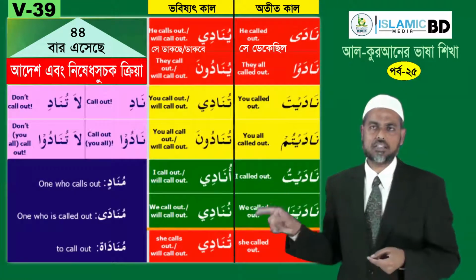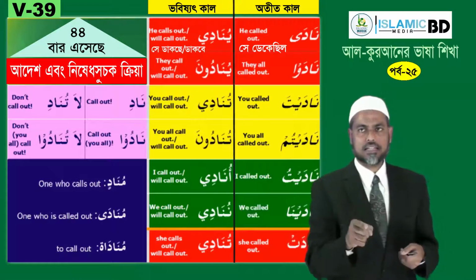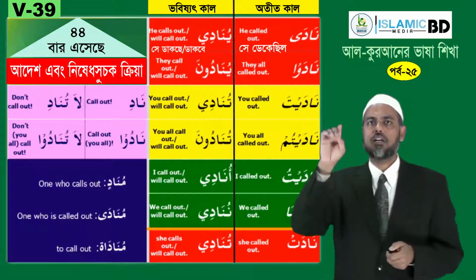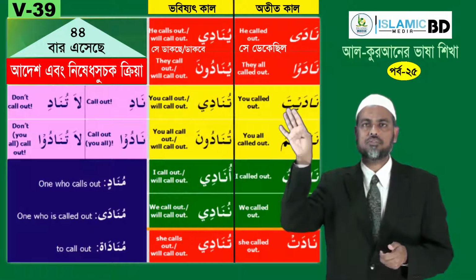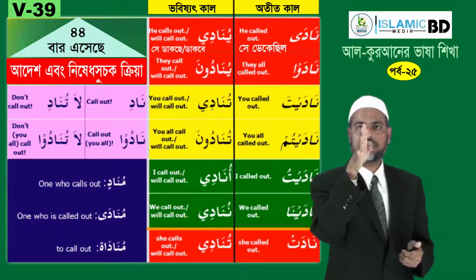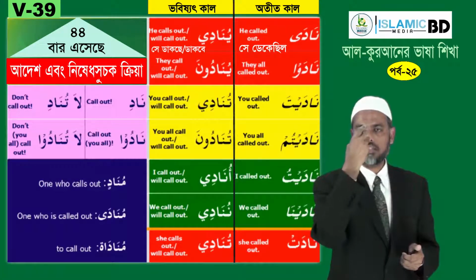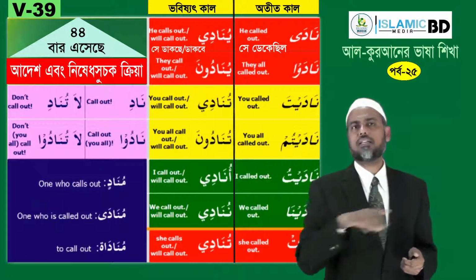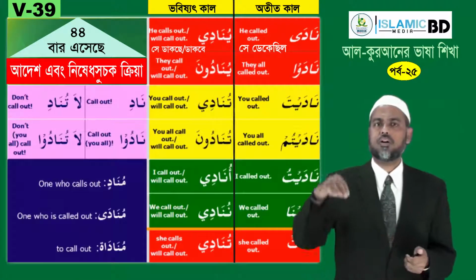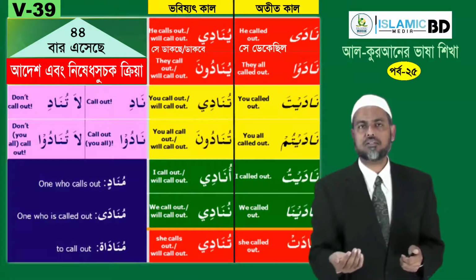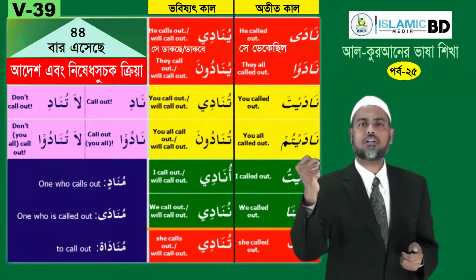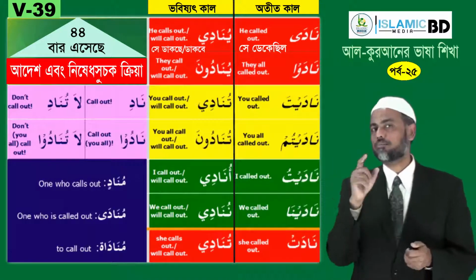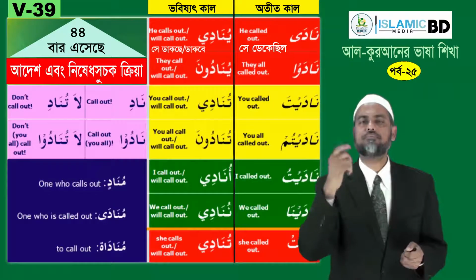Just repeat in Arabic. Nada, nadau. Nadaita, nadaitum. Nadaitu, nadaina. Yunadi, yunaduna. Tunadi, tunaduna. Unadi, nunadi. Nadi, nadu. La tunadi, la tunadu. Munadin, munada. It is like munadatun or munada, to call out. Because of this weak letter, we have munada.